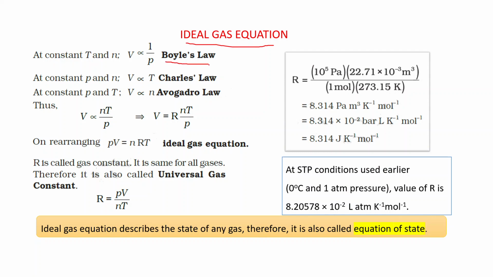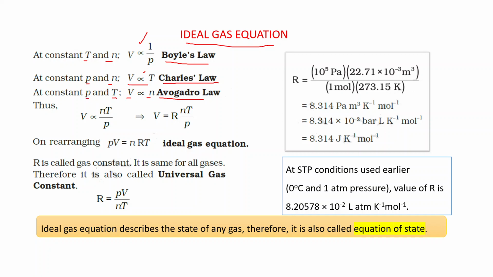According to Boyle's law, volume and pressure are inversely related to each other at constant T and n. In the same way, according to Charles' law, volume and temperature on the Kelvin scale are directly related, provided P and n are constant. According to Avogadro's law, volume is directly proportional to n, the amount of gas, provided P and T are constant.